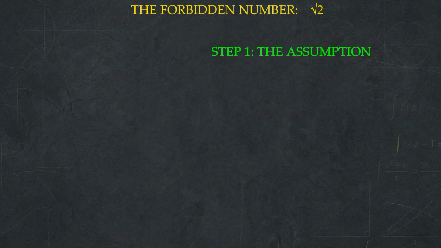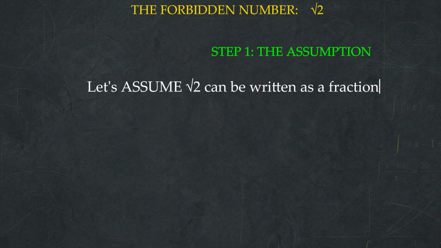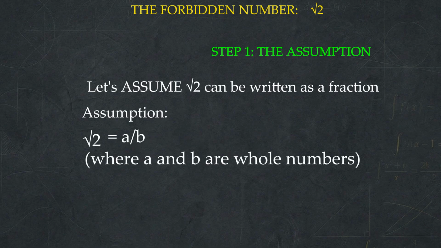To prove it, we play a game. We assume the opposite is true. We assume the square root of 2 is a simple fraction. Let's call it a over b, where a and b are whole numbers.